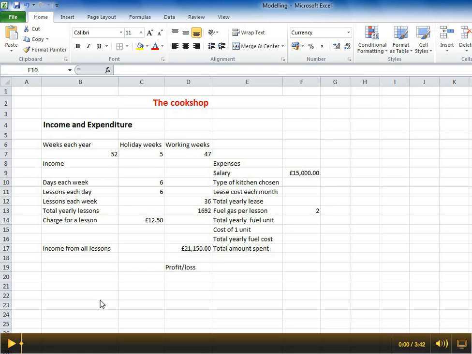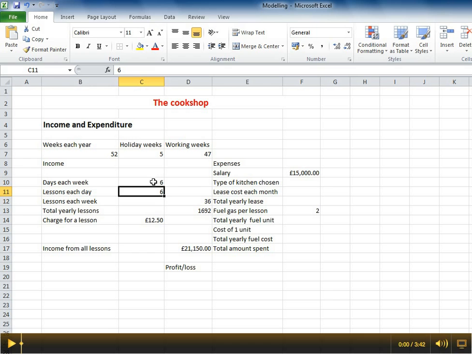Well, we now know that the user has an annual income of £21,150, and we know that if we change any of these variables, it will affect the result. Let's say that she only works for 5 days a week. This number here should change, and it has changed.